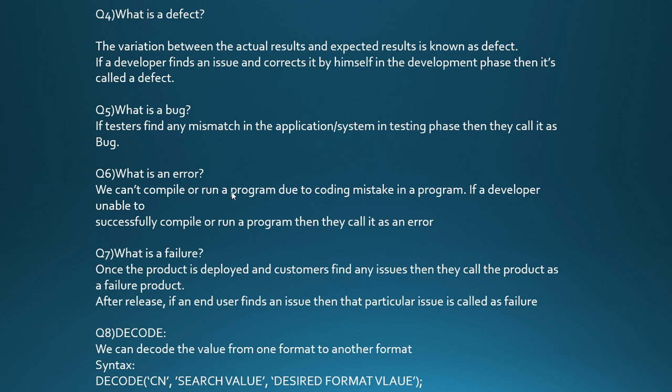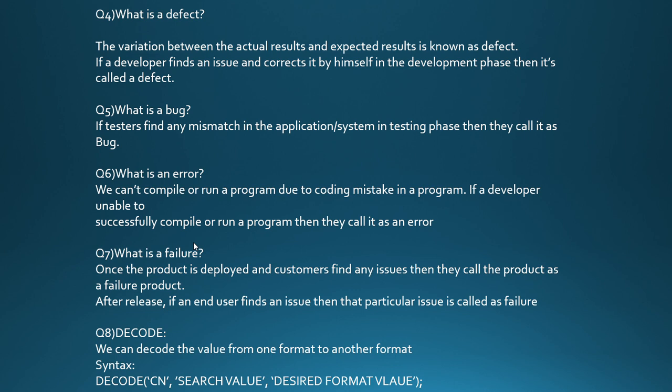Next question: what is a defect? The variation between the actual result and the expected result is known as a defect. If a developer finds an issue and corrects it by himself in the development phase, then it's called a defect. Next question: what is a bug? If a tester finds any mismatch in the application or system in the testing phase, then they call it a bug.